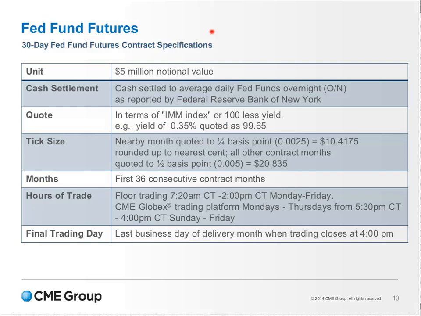It's traded on a quarter of a basis point tick for the nearby month, and a half basis point tick, which is equal to $20.83, for all the deferred. Why are we talking about Fed funds futures? Right now we're in a zero interest rate environment, and you have all been trading in this environment for quite some time now.